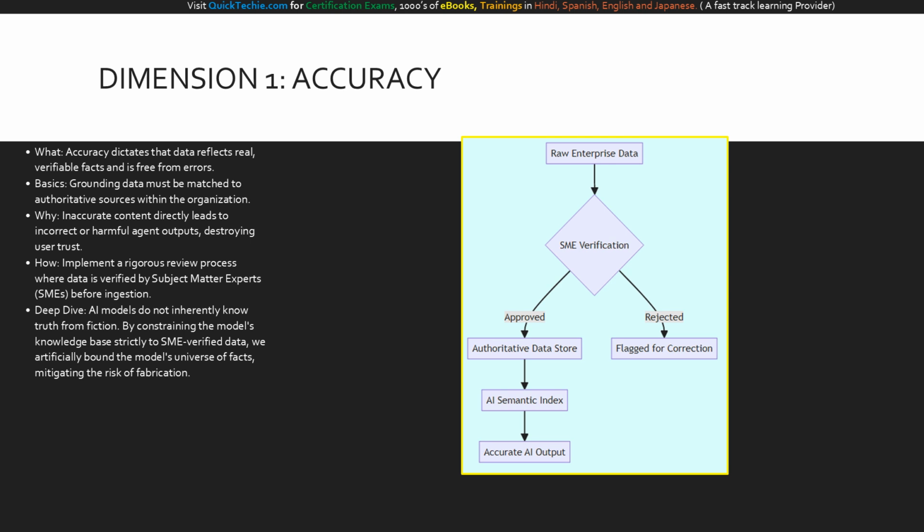If the data is outdated or incorrect, it follows the rejected path to be flagged for correction. However, if the SME verifies the facts, it follows the approved path into the authoritative data store. It is exclusively from this heavily vetted store that the AI semantic index is built, leading to accurate AI output. By visually isolating the AI model from the raw, unverified data, this flowchart clearly demonstrates that accuracy isn't just a characteristic of the data, it is a strict architectural boundary we must build into our solutions.